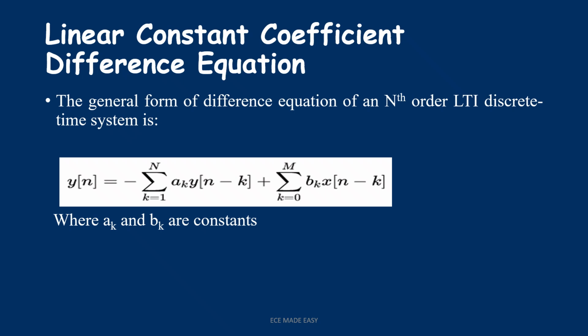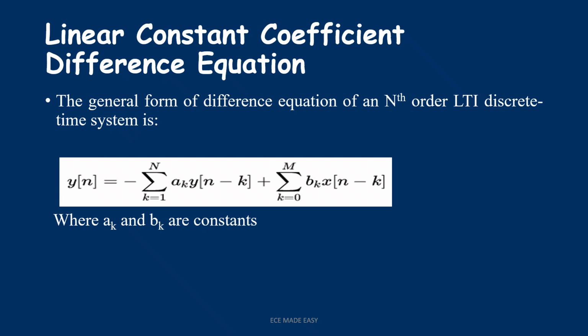Generally, for continuous systems we call it a differential equation. Discrete systems are represented using a difference equation. So the general form of a difference equation of an nth order system, any LTI system, that is a linear time invariant system, the output depends on the present input and past outputs.